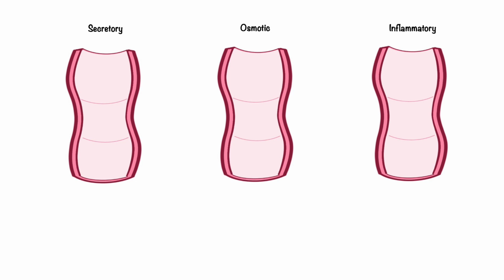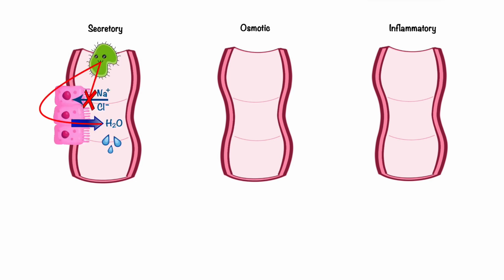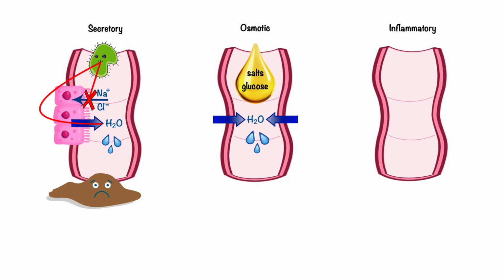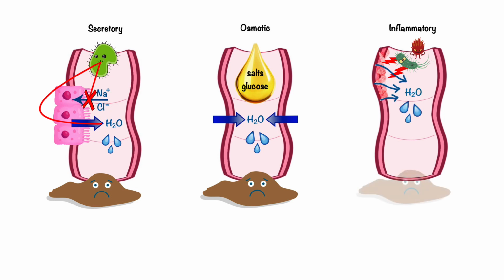Secretory diarrhea typically results from bacterial toxins that inhibit the ability of enterocytes to absorb sodium chloride and water and stimulate fluid secretion into the intestinal lumen. Osmotic diarrhea occurs due to ingestion of poorly absorbable substances such as rehydration solutions containing salts and glucose, which osmotically pull water into the bowel lumen. Finally, inflammatory diarrhea occurs when infectious microbes or autoimmunity cause damage to the mucosal lining or brush border, which in turn causes fluids to leak from the cells into the intestine.